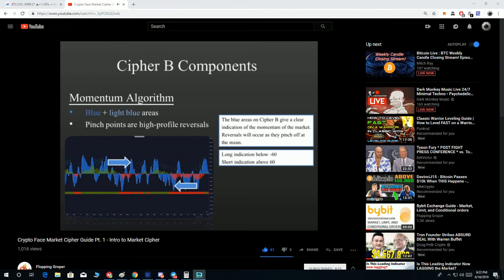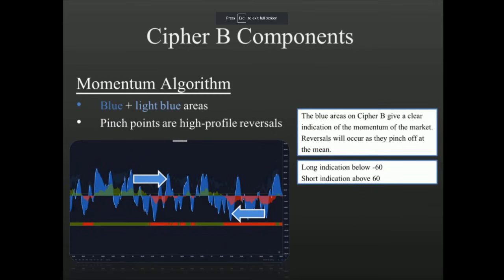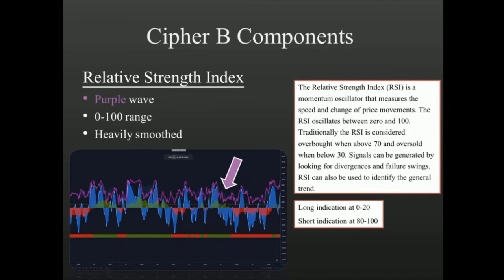It is a custom oscillator that operates on a negative 100 to 100 range with long and short thresholds at 60 and negative 60 respectively. It is weighted heavily in the green dot algorithm and provides the best visual of a trend's momentum. The third oscillator is the relative strength index.